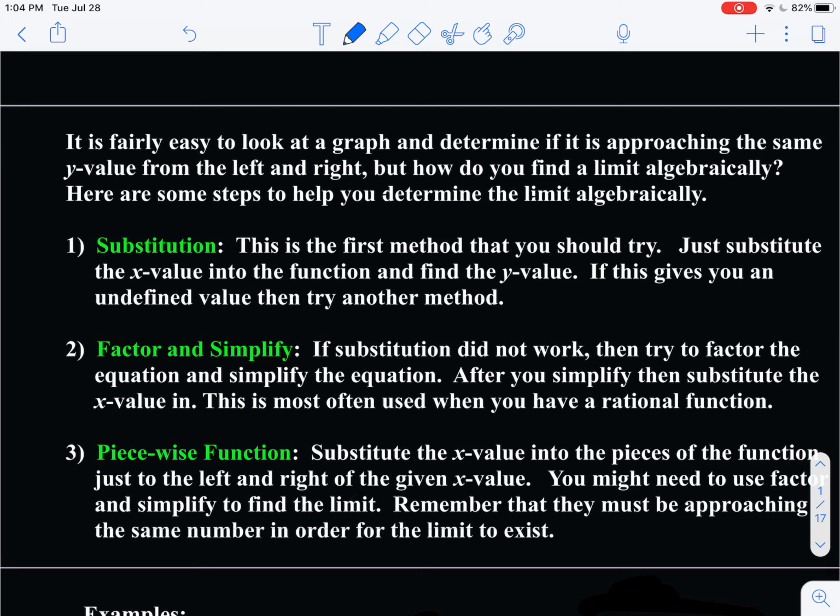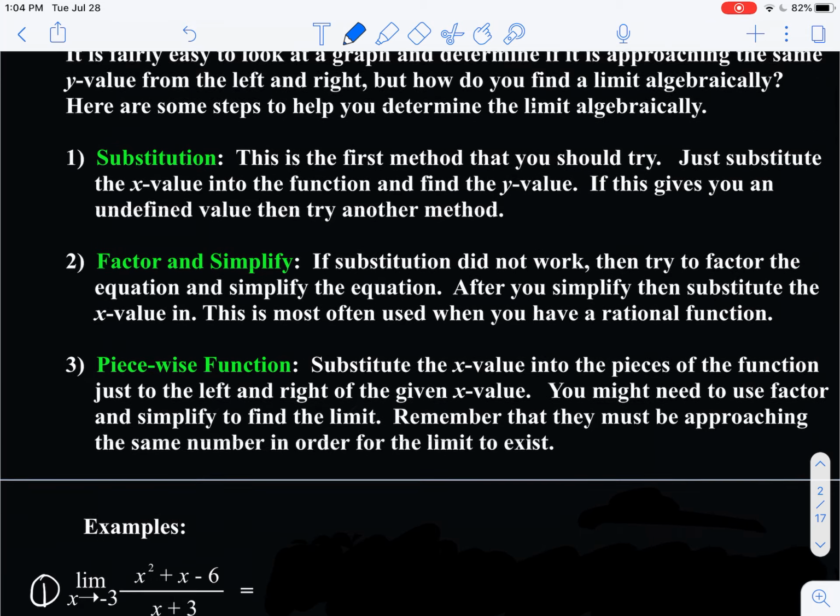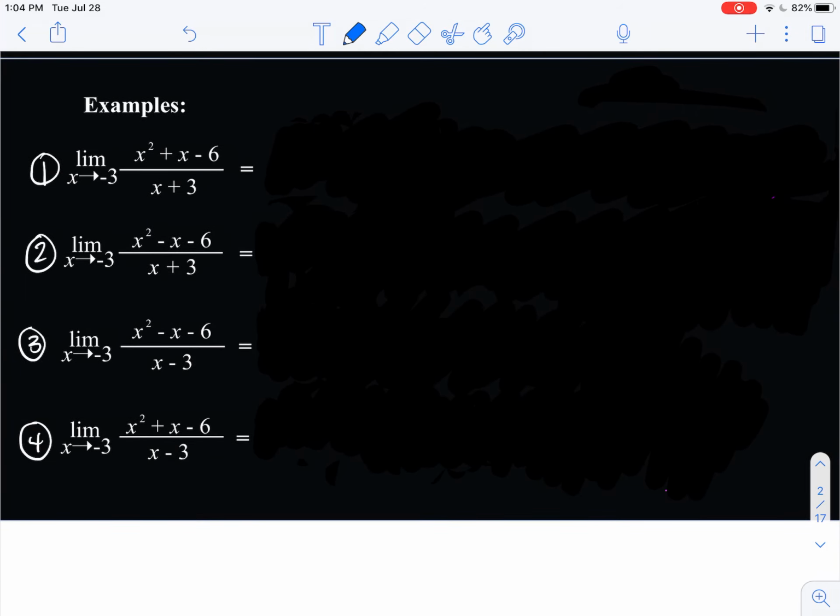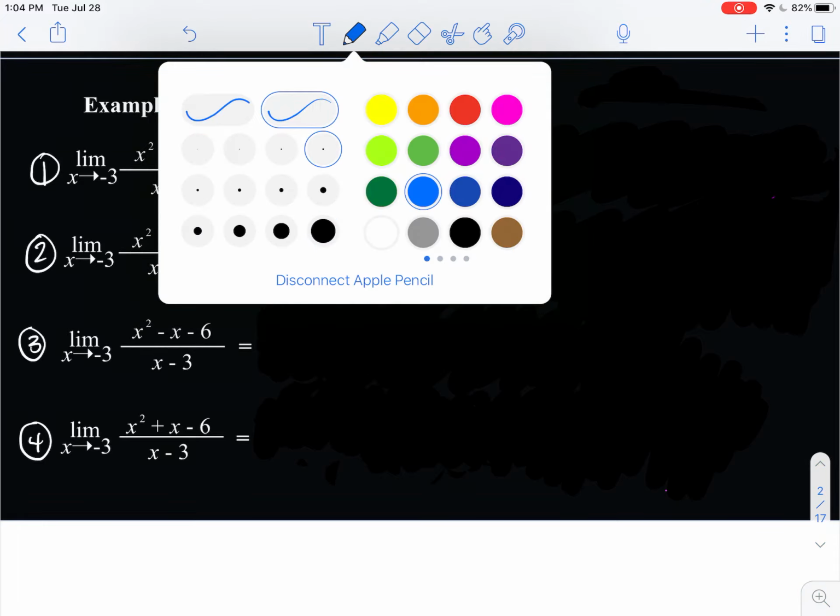And the last thing, if we're looking at a piecewise function, we're going to look at both sides of the limit value. So we'll have to plug into both pieces to see if both sides equal the same y value. If that's the case, then the limit exists. So let's take a look at some of these algebraic examples.